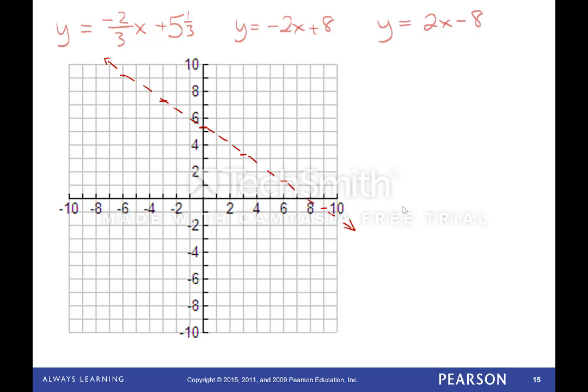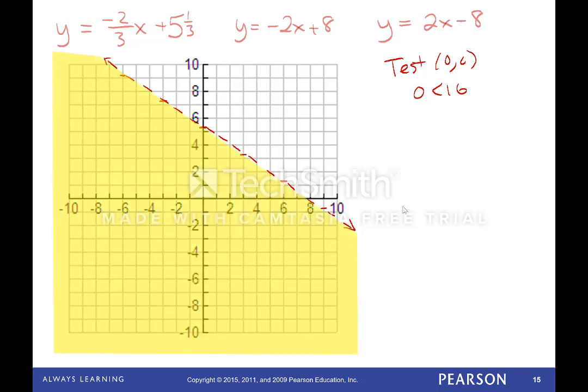All right, with that, we've got to do this little test point. Remember, the test point goes back to the original inequality. So the original inequality is 2x plus 3y less than 16. What we do is we just say, look, the whole entire left-hand side will be 0. We're comparing it to 16, and that is true. So we're going to have a big old shade towards the 0, 0 and beyond.